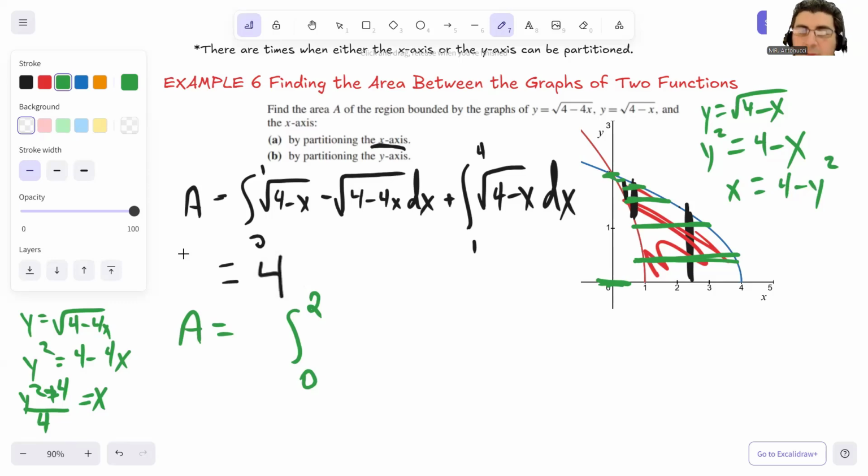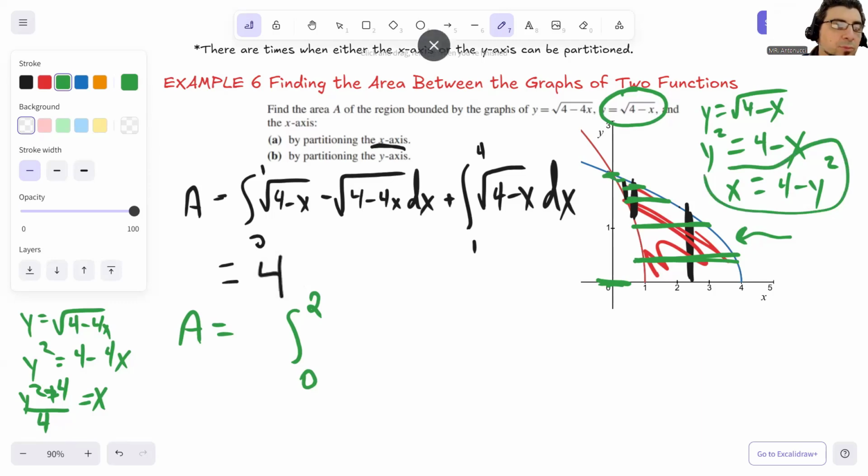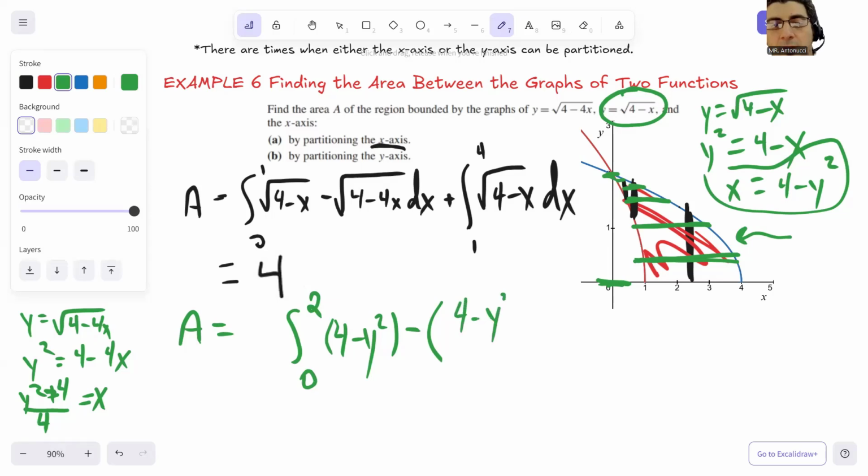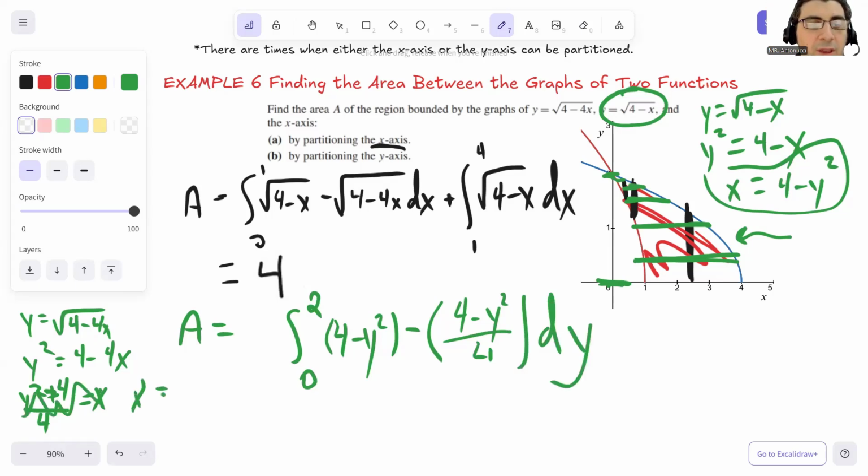Okay. Now, the boundary on the right is the blue graph, which is this function. So in terms of x, it's going to be 4 minus y squared. So now this can help me set up the integral, which would be 4 minus y squared minus (4 minus y squared) over 4, dy. I solved that incorrectly earlier. You would have x equals 4 minus y squared over 4.